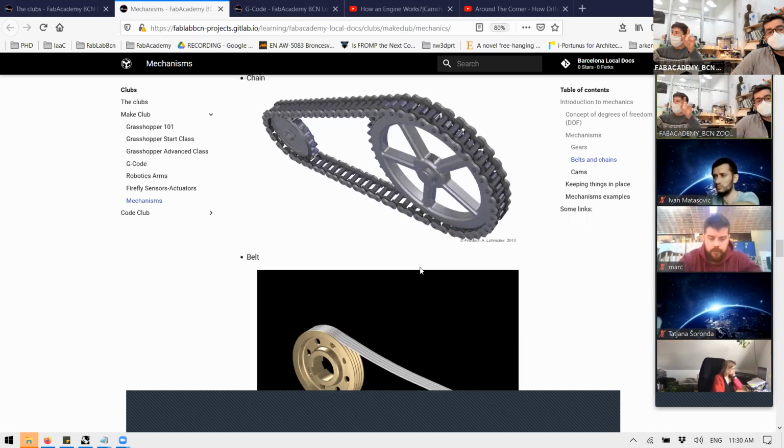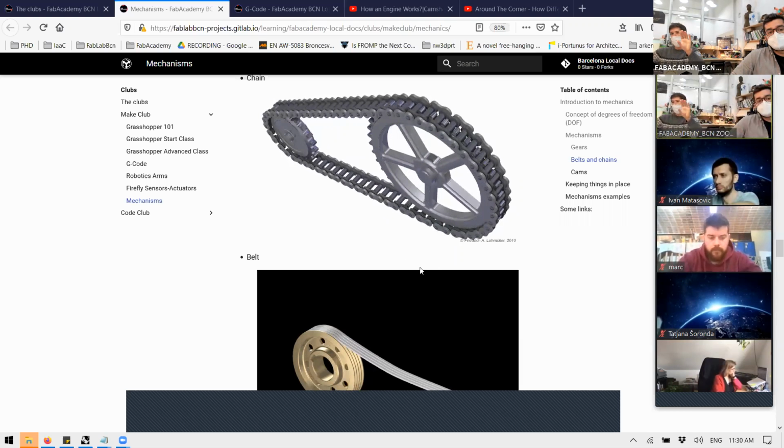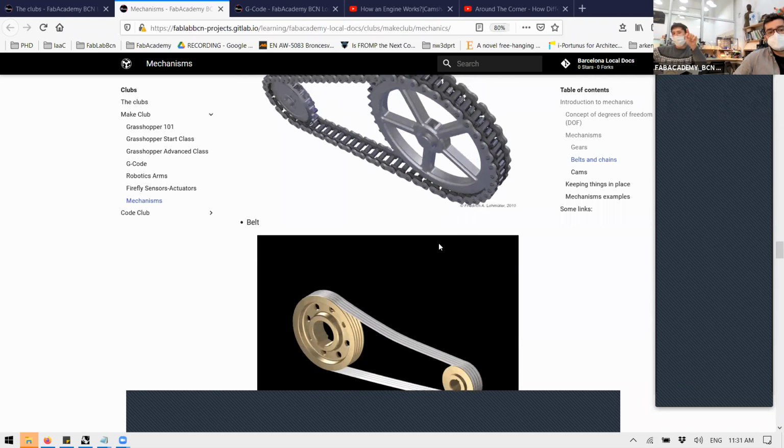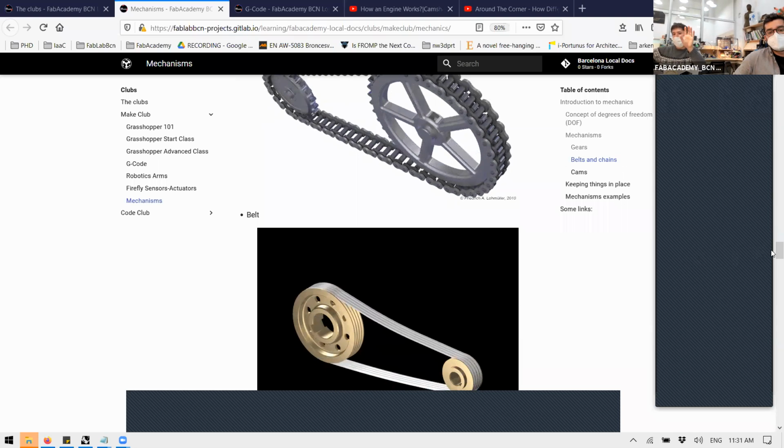If you need both things to be synchronized, so that one turn in here implies always the same amount of turns on this one, it can be 10, it can be 1, it can be whatever, you use a belt, a timing belt, or a chain.